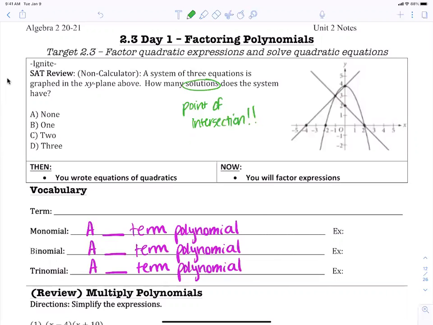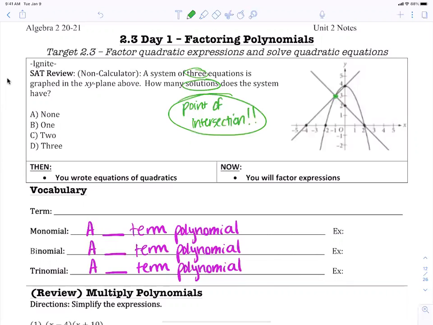This says, how many solutions does the graph system have? So in this case, they gave us a 3-equation system. The idea of a solution of that system is it's just talking about what are the points of intersection, but it's a point where all of them meet together.